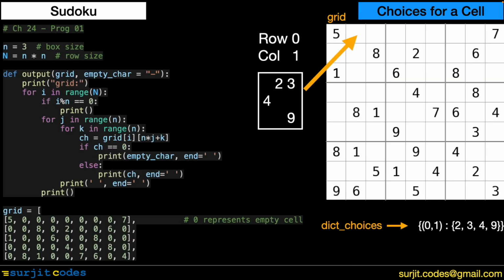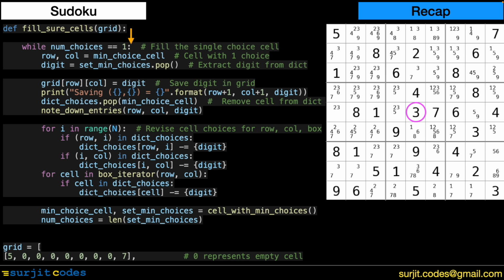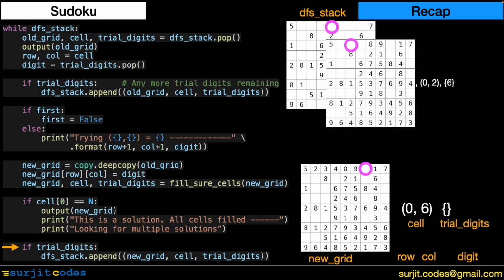In this session, we formed a dictionary of choices for all the unfilled cells. We then wrote the fill sure cells function to fill all the cells that have a single choice. We filled the remaining cells using the DFS technique.